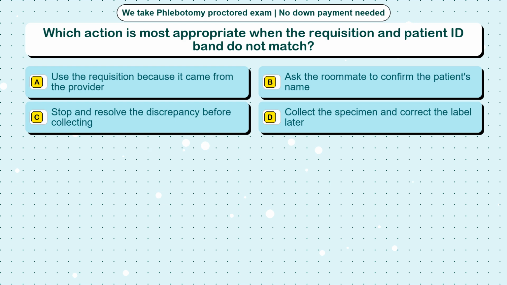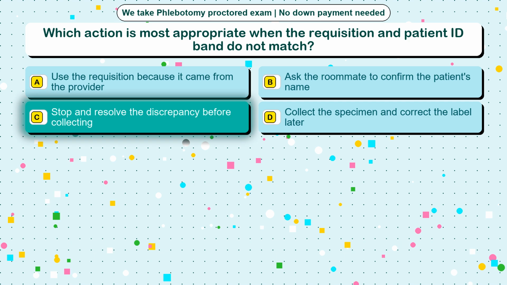Question 1. Which action is most appropriate when the requisition and patient ID band do not match? Option A. Use the requisition because it came from the provider. Option B. Ask the roommate to confirm the patient's name. Option C. Stop and resolve the discrepancy before collecting. Option D. Collect the specimen and correct the label later.